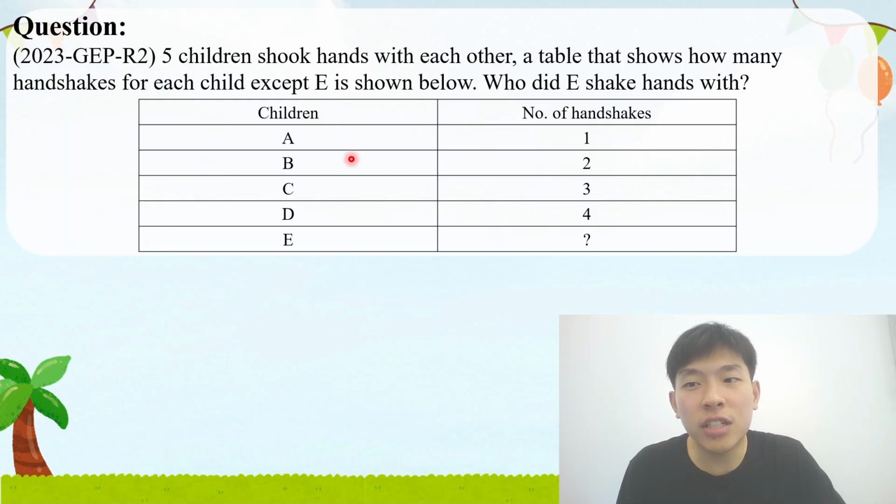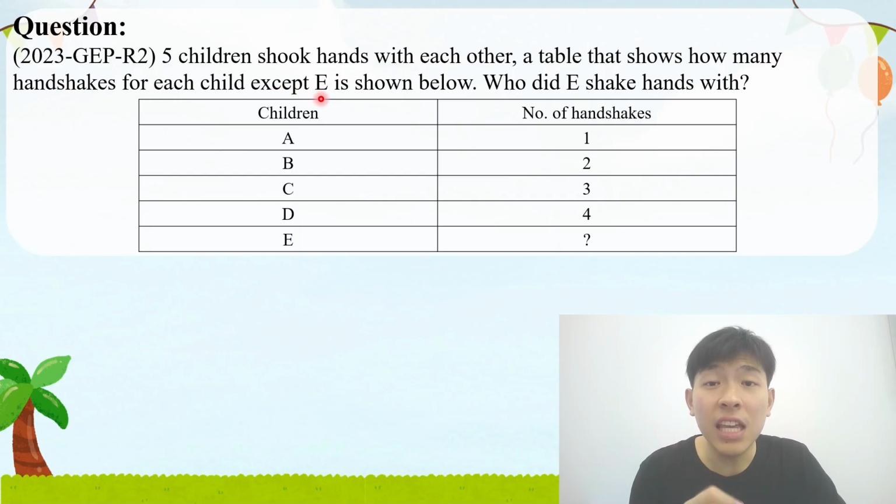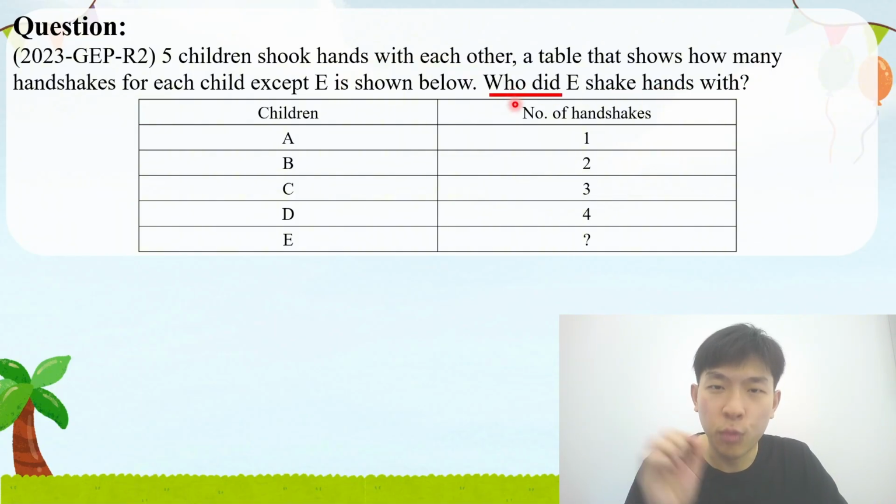This is a question from 2023 GEP round 2. 5 children shook hands with each other. A table that shows how many handshakes for each child except E is shown below. Now, who did E shake hands with?